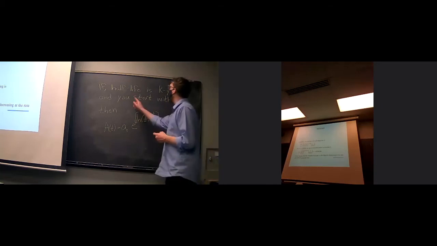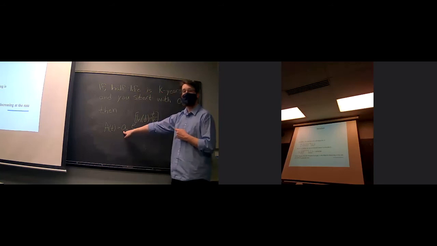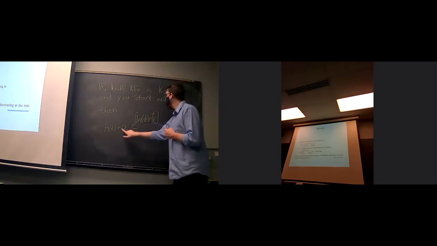is that if the half-life of a thing is K years, then that means after that many number of years, you're gonna have half of what you started with, A naught. So if that's the case, then what we want in our exponent should be 1 after K years. Make sense?